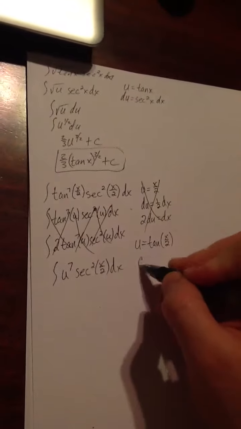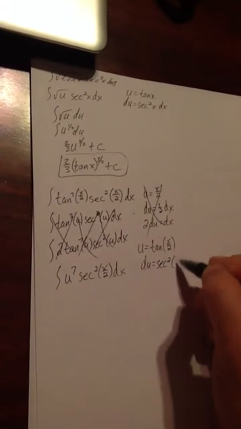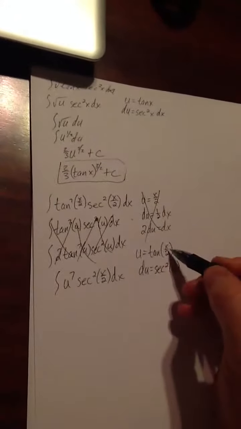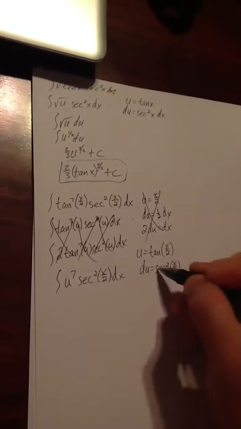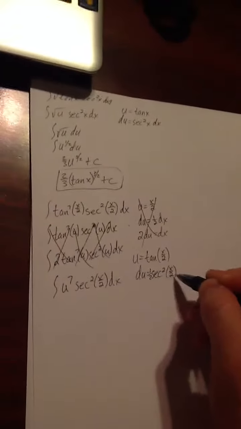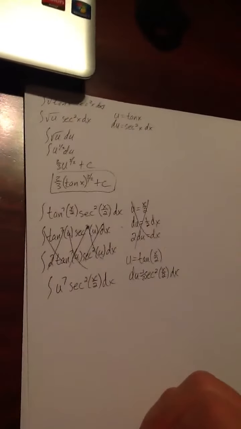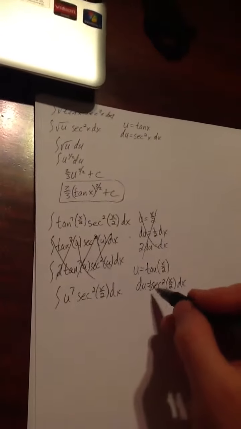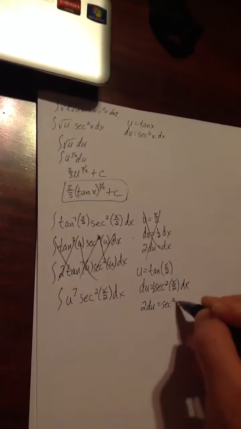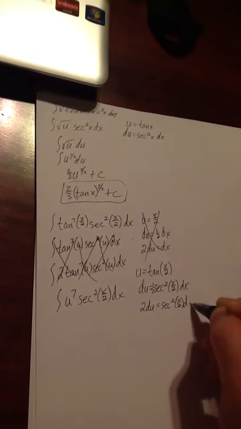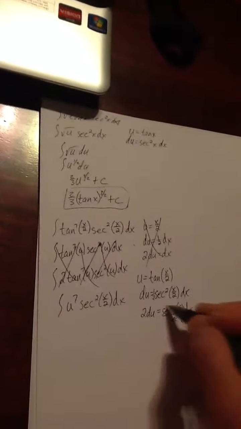So if I take the derivative of this, du equals the derivative of tangent, which is secant squared of x over 2. But I need the chain rule, so the derivative of the inside is 1/2, so it's actually 1/2 secant squared of x over 2 dx. Solving for dx, multiply both sides by 2, so I have 2 du equals secant squared of x over 2 dx. Divide both sides by secant squared of x over 2.